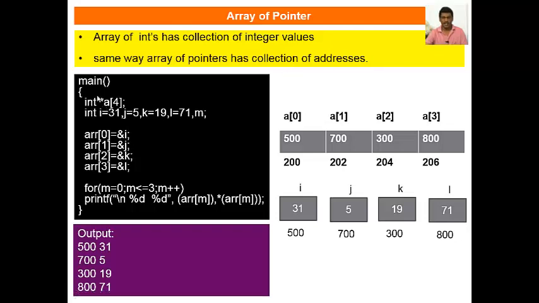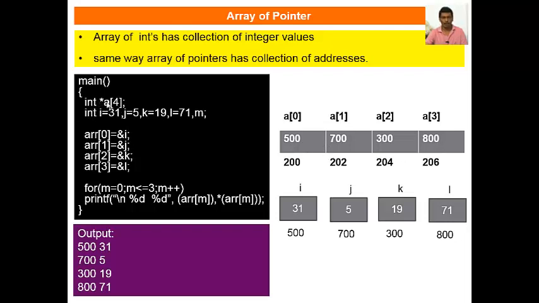So int *a[4] allocates 4 locations, but this is a pointer variable. It is a pointer array, or array of pointers. a is a pointer array. It has 4 locations, and each location is capable of storing the address of an integer variable because it is an integer pointer array. So a[0], a[1], a[2], a[3] are 4 locations, each location 2 bytes because it is a pointer.